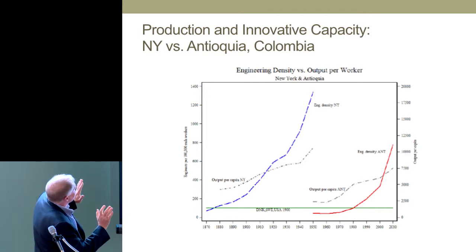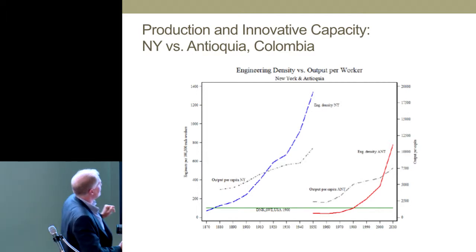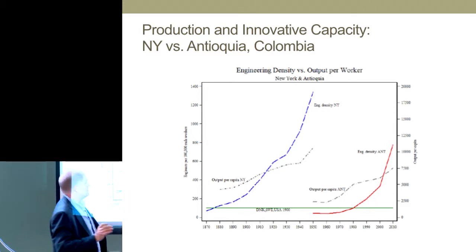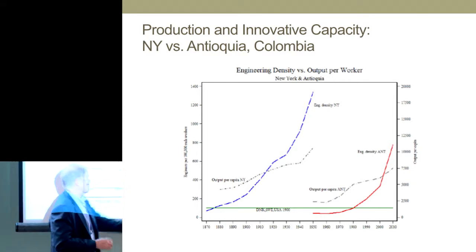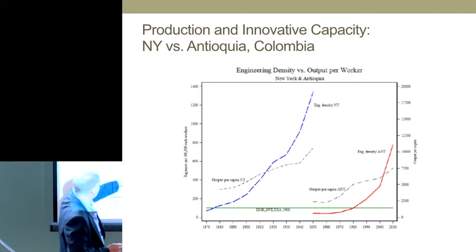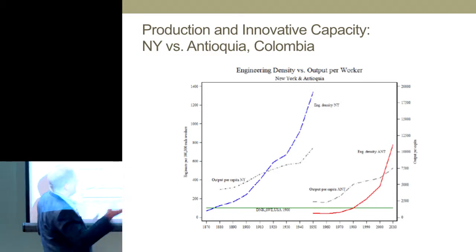So here's engineering density, here's a time series. Engineering density versus output per worker for New York, where I have good numbers on engineers, and Antioquia, where I have good numbers on engineers and a good story. So here's output per capita in New York. Here's output per capita in Antioquia. And you see they're lagged about 100 years.